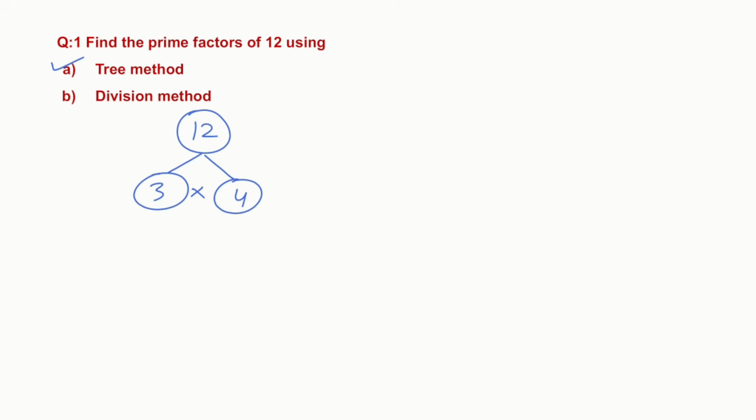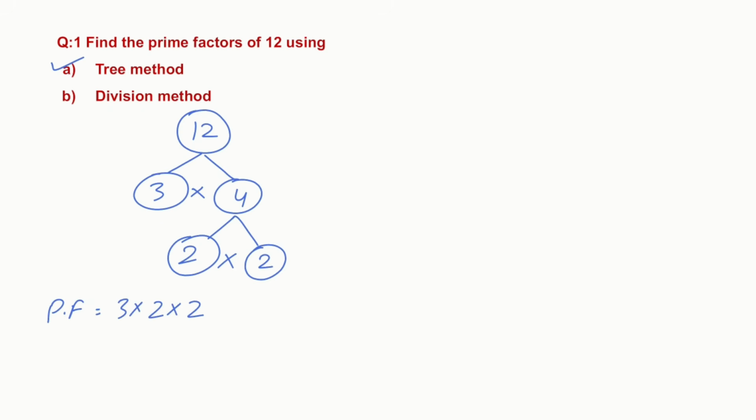Now 3 is a prime number, so we are not going to do anything with 3. But 4 is a composite number, so again we are going to break the 4 into two factors. So here 2 times 2. Now all the numbers are prime numbers. So the prime factor is 3 times 2 times 2.